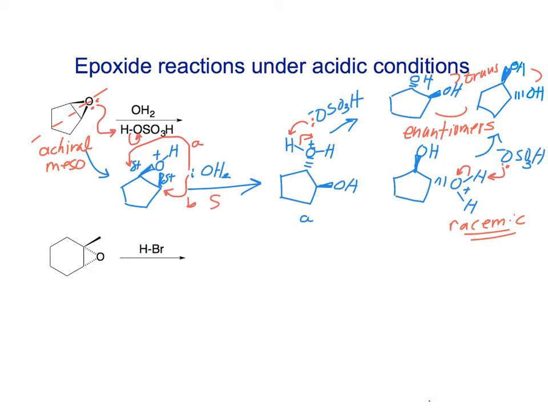Notice that this is an SN2 substitution, so when the nucleophile comes in, it always comes in from the backside to invert the stereochemistry at that center. Once the epoxide is protonated, various nucleophiles can be used to open up the epoxide ring. So let's look at this reaction where we're using HBr. The first step, just like before, is going to be protonation of the oxygen to make it a better leaving group.